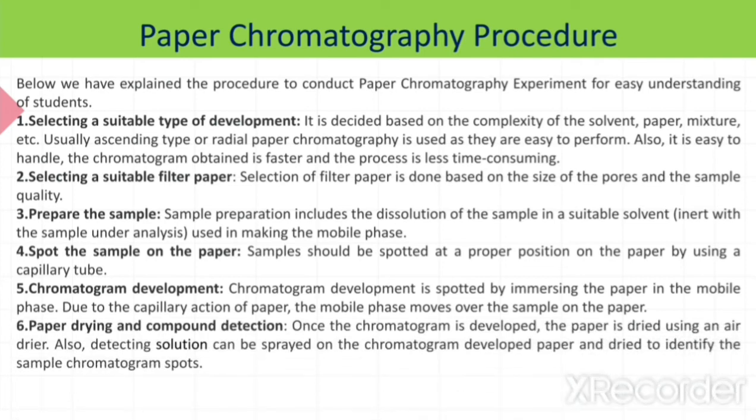Then paper drying and compound detection. Once the chromatogram is developed, the paper is dried using an air dryer. Also, a detecting solution can be sprayed on the developed paper and dried to identify the sample chromatography spots. So these are the 6 steps. With the help of these 6 steps, we can perform paper chromatography in the lab.